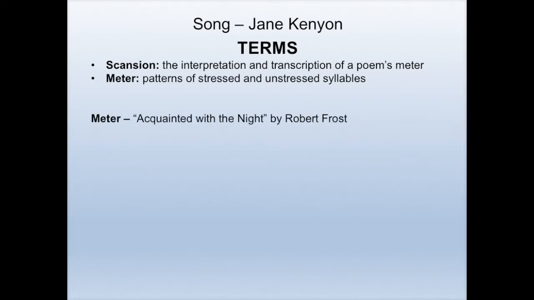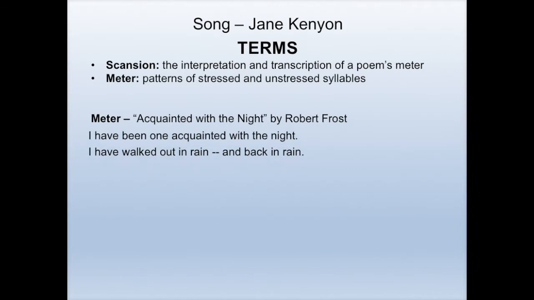So as an example of a formal poem where meter is not just subtle, but actually part of the pattern of its creation, I have picked the first two lines from a lovely poem, Acquainted with the Night, by Robert Frost. I'll read it. I have been one acquainted with the night. I have walked out in rain and back in rain.